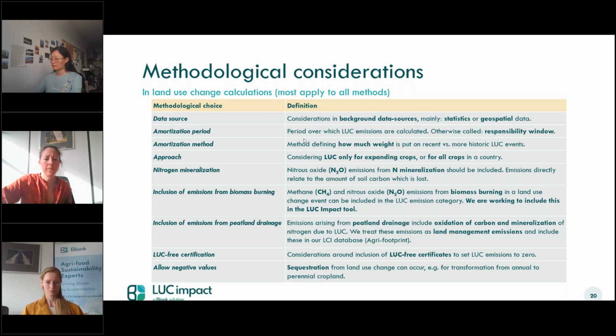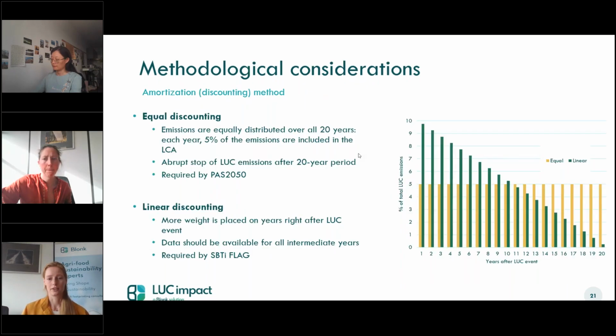And in most standards, it is said to be 20 years. And the amortization method refers to how you amortize or allocate those emissions over time. So the next slide goes into that in a bit more detail. If we would apply equal discounting, for example, or equal amortization, it means that all the emissions from a certain land use change event, for example, deforestation at a certain hectare, would be equally distributed over those 20 years within your responsibility window, which means that each year would receive 5% of the emissions.